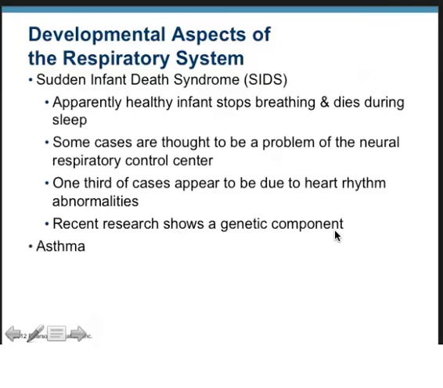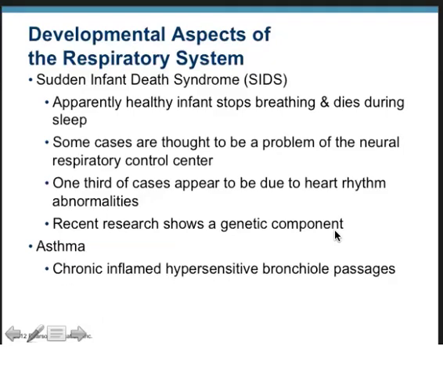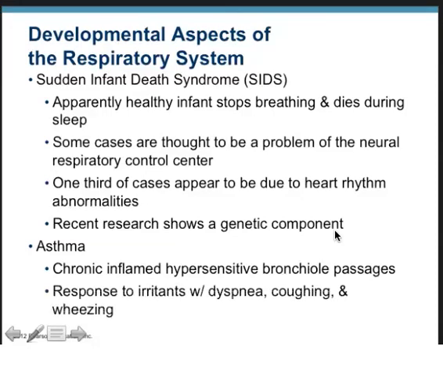Asthma is a chronic, inflamed, hypersensitive condition of the bronchioles. Basically, what happens is that as they irritate, the lumen of the bronchioles tightens. It becomes narrower and narrower, and the response is usually dyspnea, coughing, and wheezing. If you've ever seen anybody have an asthma attack, it's a frightening thing because essentially they're suffocating because they can't get sufficient air into the lungs to maintain consciousness.